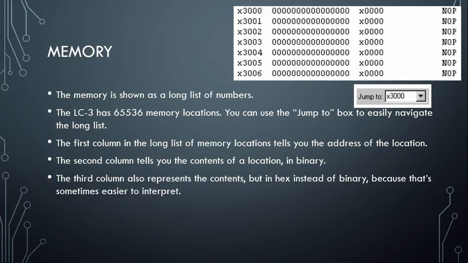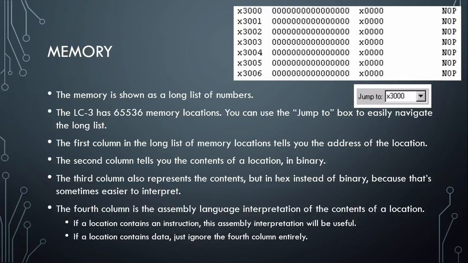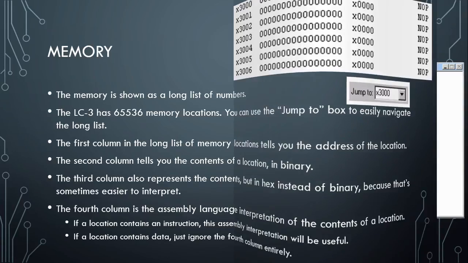And, as we've already established, it's a lot easier to interpret things in hexadecimal than in binary. Binary gets very large very quickly. It's also a lot easier to make mistakes because it's so easy to change one digit, and then you have to go and fix your entire program. Now the fourth column, of course, is the assembly language interpretation of the contents of a location. So that's where you'll see AND, ADD, all that other stuff. If a location contains an instruction, this assembly interpretation will be useful. If it contains just data, though, it's going to ignore the fourth column entirely.